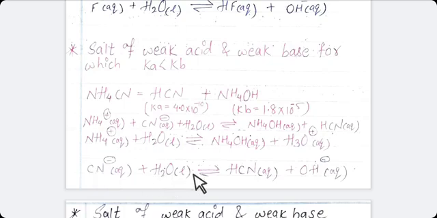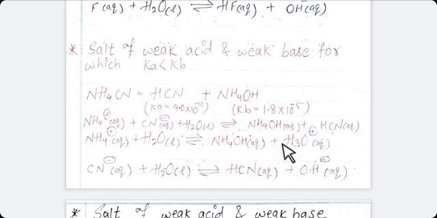Cyanide when reacting with water gives HCN plus OH minus ion. The cyanide ion hydrolyzes to a greater extent than the NH4 plus ion. Always remember, the cyanide ion hydrolyzes, as you are already aware what we mean by hydrolysis, or how the ions are hydrolyzed.